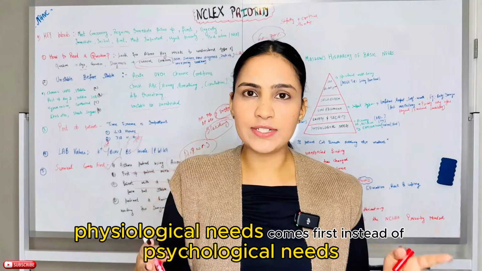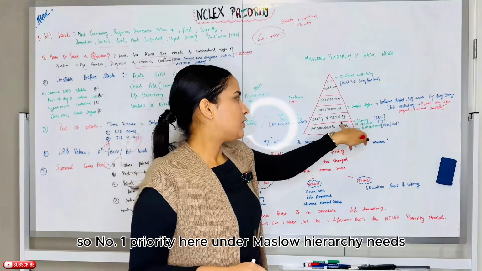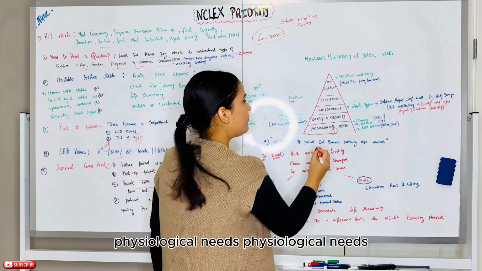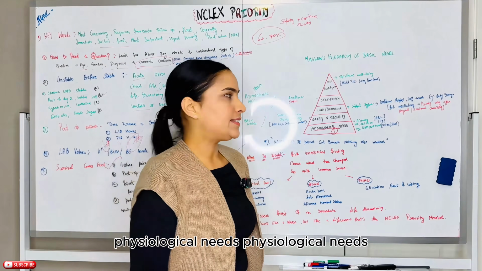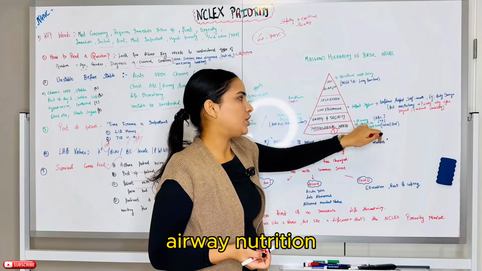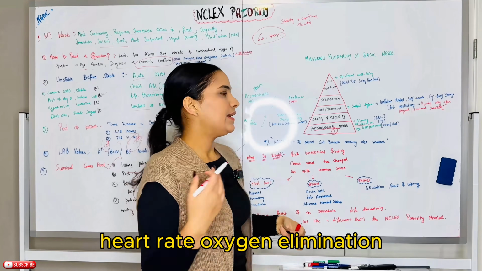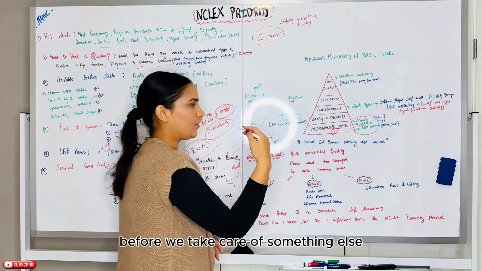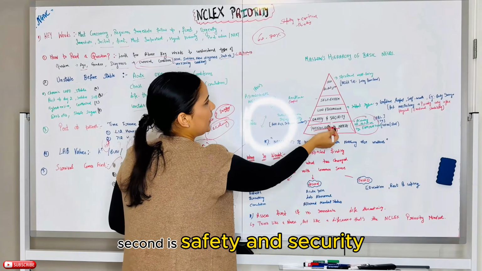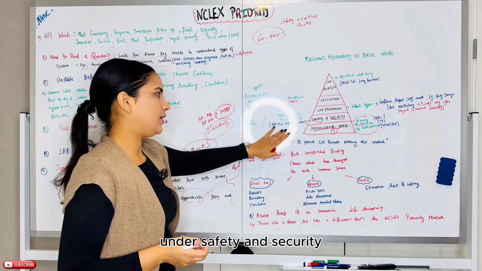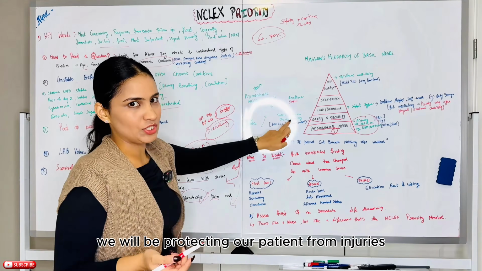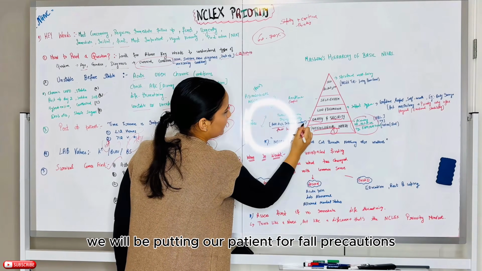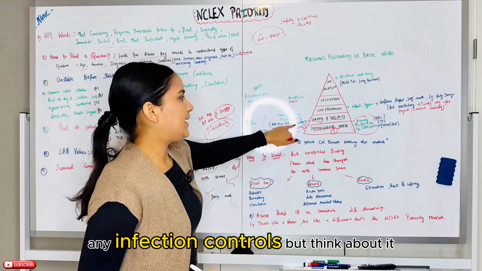Physiological needs come first instead of psychological needs. So number 1 priority here under Maslow's hierarchy of needs is physiological needs. What are physiological needs? Airway, nutrition, heart rate, oxygen, elimination. So we will be taking care of these things first before we take care of something else. Second is safety and security. Under safety and security, we will be protecting our patient from injuries. For example, fall precautions, right? We will be putting our patient on fall precautions, any infection controls.